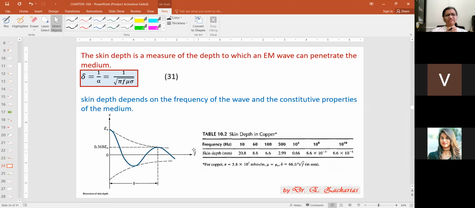Now for you to understand what the skin depth will be, here is a table given to you for copper. For copper, the sigma value is given, mu is given. And you can see that for a frequency of 10 hertz, it is able to enter about 20.8 mm. Whereas when you go to high frequencies, you see 6.6 times 10 to the power of minus 3 mm. So that means it is micrometer. And when you go to 10 to the power of 10 hertz, it is 10 to the power of minus 4 mm. You can see that it is practically not entering. It is just going to get reflected from the surface of the metal. So that's the important takeaway in today's class.